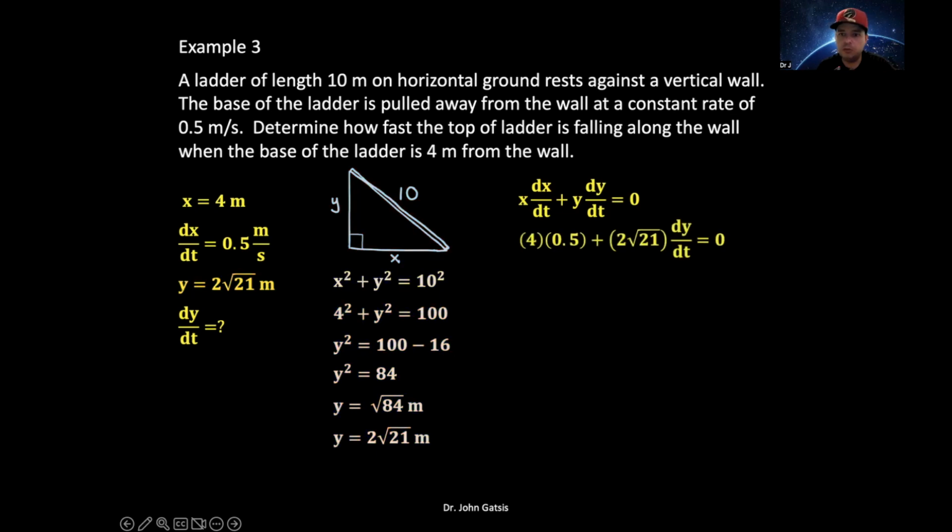So in contrast to the previous example, here I'm just plugging the numbers right away. I didn't put the units down, but I'm going to be very safe to say that the answer will have consistent units because we have meters and seconds throughout, and we expect dy dt to have units of meters per second. So 4 times a half is 2.